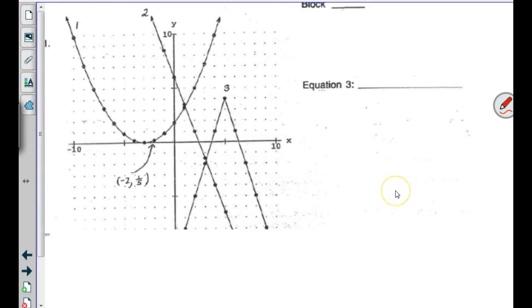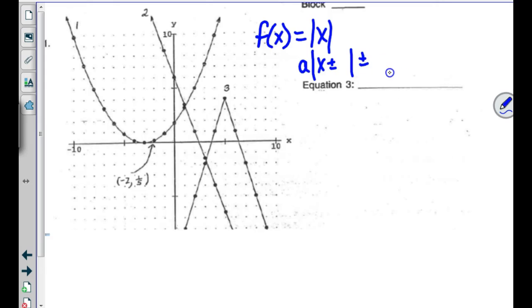All right. Who's the parent of number 3? Yes. f of x or y equals absolute value of x. Okay. Where would a stretch go? Or a reflection? Out in front, right? So we're going to have an A, absolute value. What would go inside? Yes, plus or minus if it moves left or right, and on the back would be plus or minus if it moves up or down.